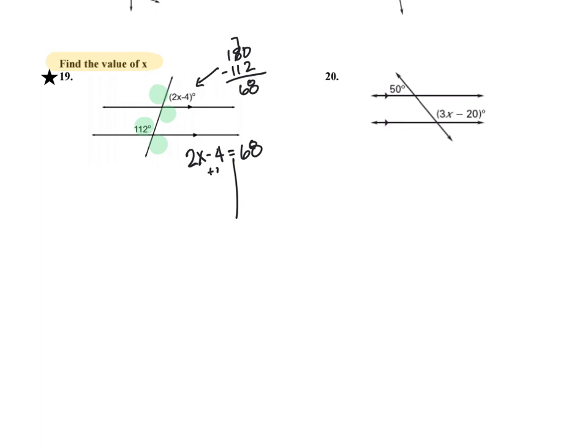For that, we're going to add 4 to both sides. That makes 0. Bring down the 2x. 68 plus 4 is 72. Divide by 2 on both sides. And we get x to equal 36.